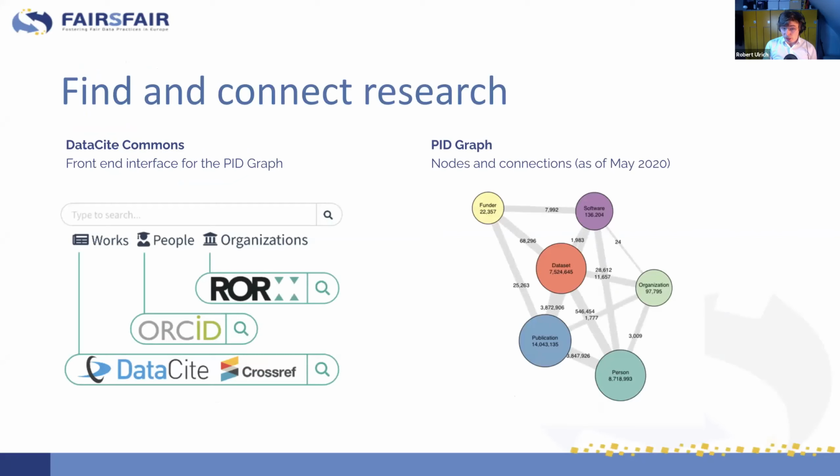And on the other side, there is, as Martin already mentioned, DataCite Commons, and it is a discovery tool for a lot of entities in the research landscape. So as Martin told, there are the organizations, there are the persons, there are the works that are identified by DataCite or Crossref, e.g. publications, datasets, and software. And so Commons is the discovery tool for the PID graph that connects all those things.